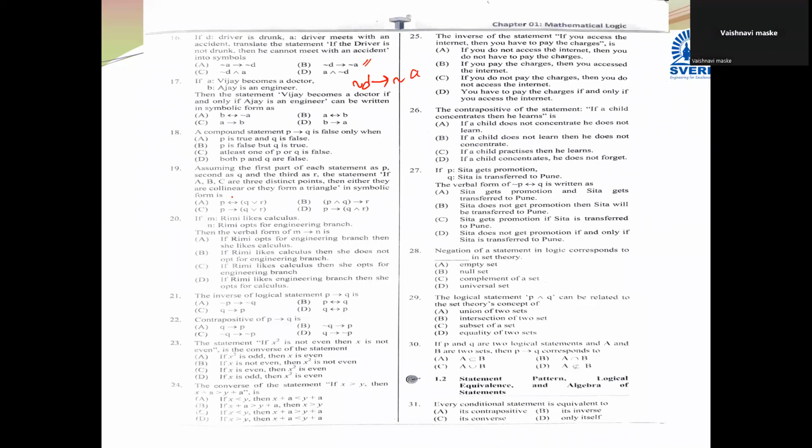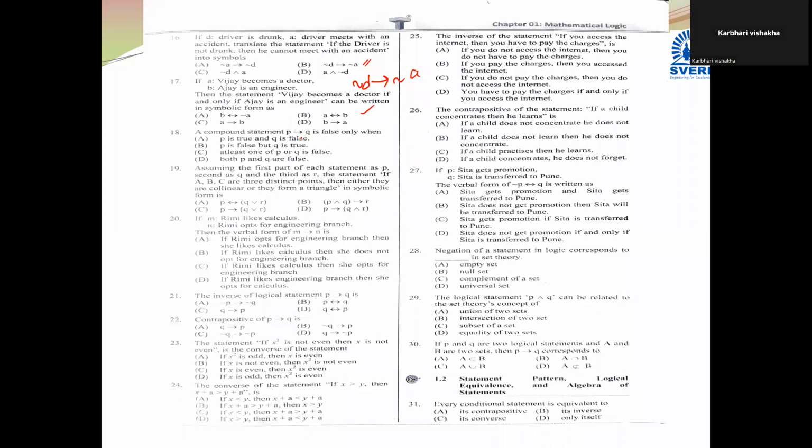Correct. Next: Vijay becomes a doctor, Ajay is an engineer. Then the statement, Vijay becomes a doctor if and only if Ajay is an engineer. Option B, double implication. Both are as-it-is statements, so no negation, A and B with double implication. Good.